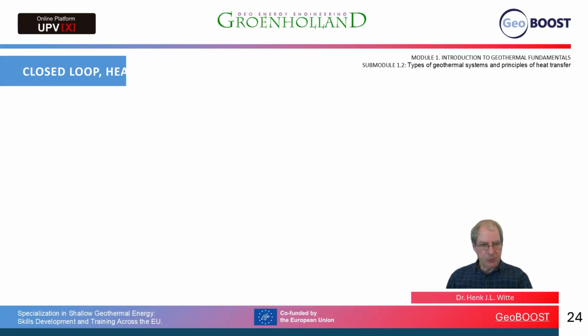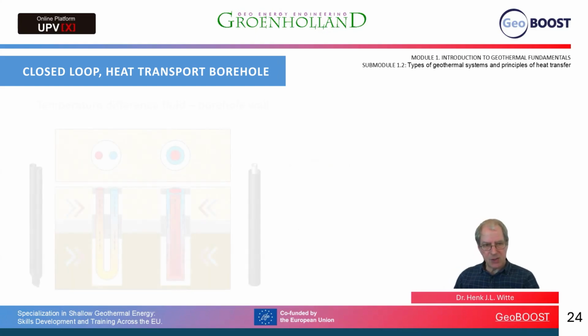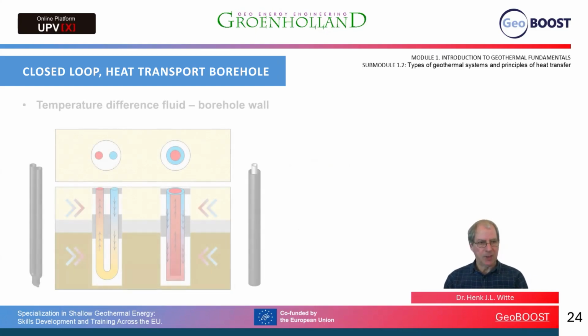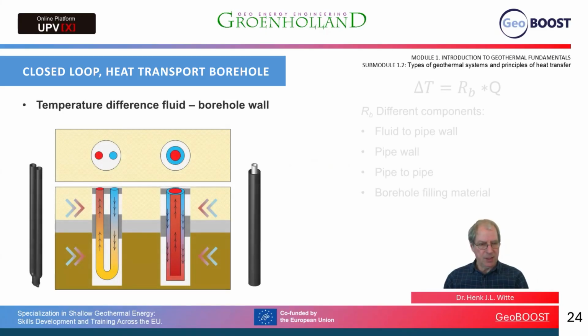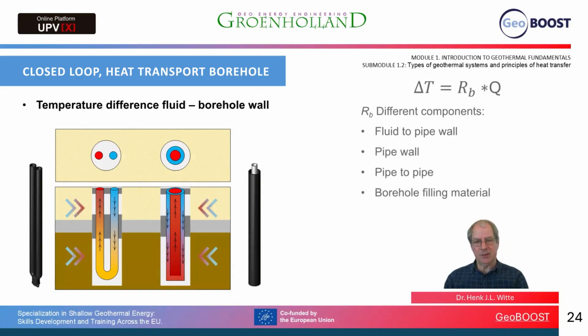Another process that we have to deal with is the actual heat flow between the fluid in the heat exchanger and the surrounding ground. The temperature difference between the fluid and the borehole wall governs the heat extracted. So the temperature difference, delta T, needed to extract a certain amount of energy, Q in watts per meter, is affected by the thermal resistance of this borehole heat exchanger. And this thermal resistance is made up of different components.